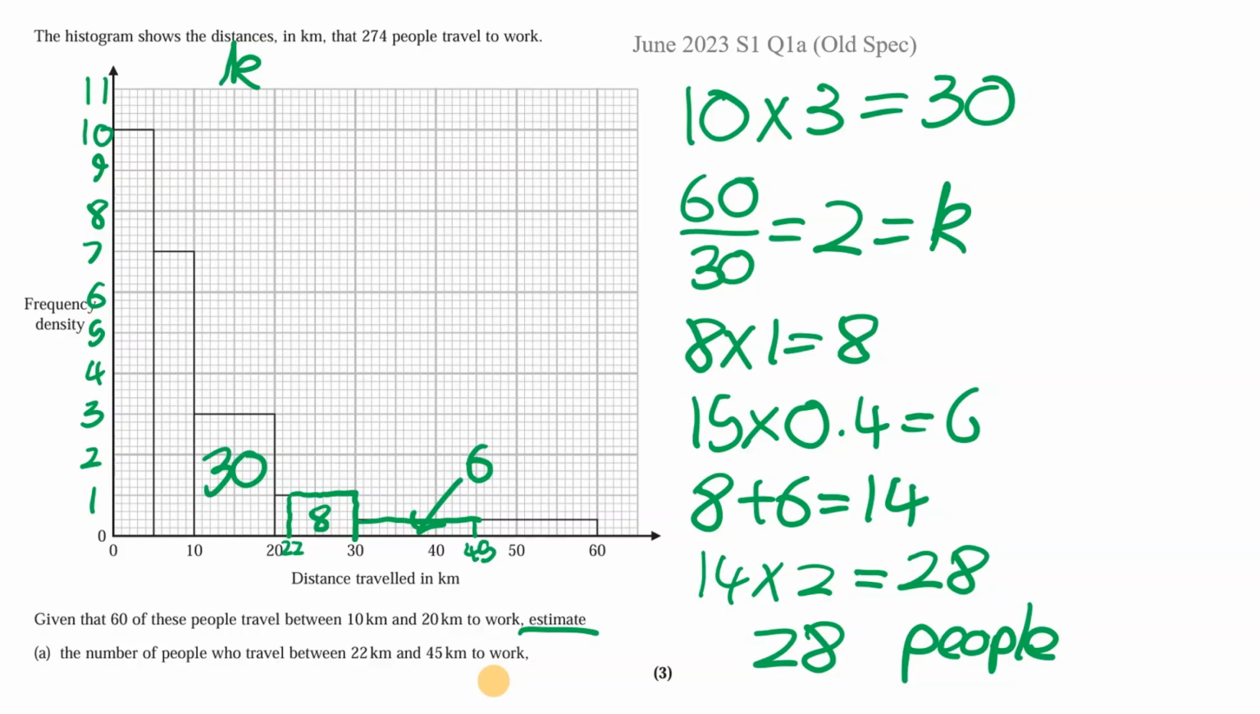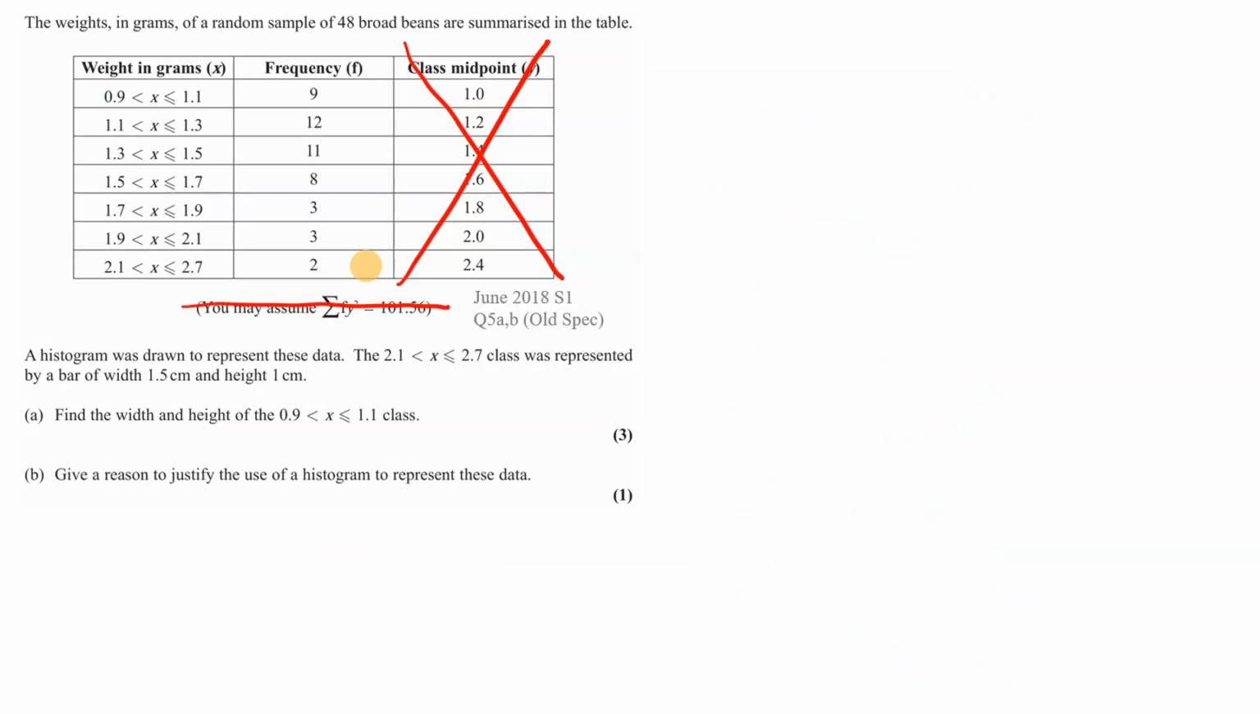Note, this is only an estimate, it's not the exact value, because we have assumed that in these two bars here, the data is evenly spread all throughout the bars, which may not be the case. Okay, now a common exam question that they like to ask is for you to find the width and the height of a histogram bar.